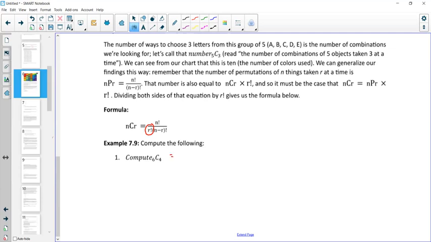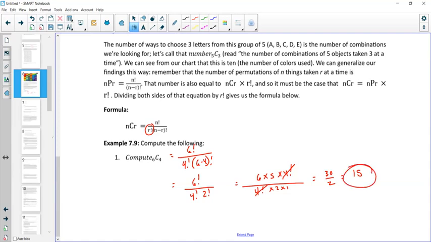So let's compute 6C4. It is 6 factorial over 4 factorial times 6 minus 4 factorial. That gives us 6 factorial over 4 factorial times 2 factorial, which in turn gives us 6 times 5 times 4 factorial over 4 factorial times 2 times 1. The 4 factorials cancel out, and I have 30 divided by 2, which is 15.